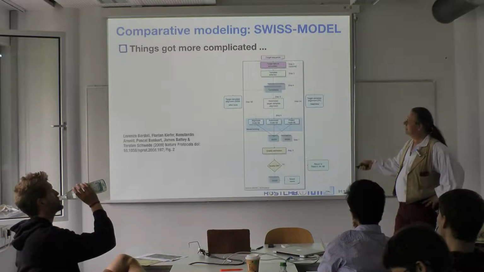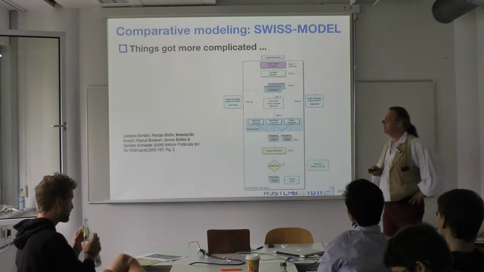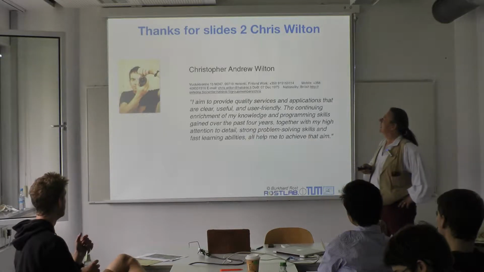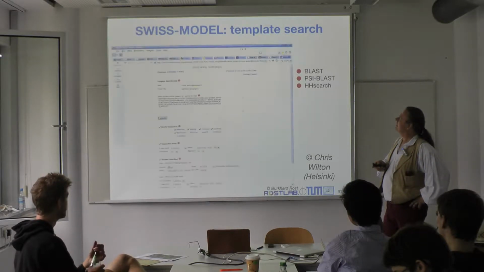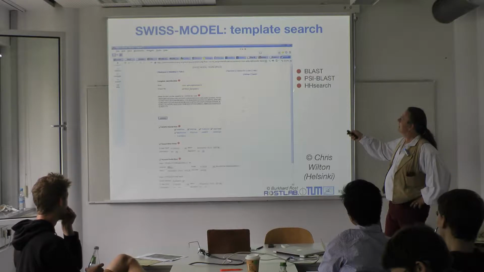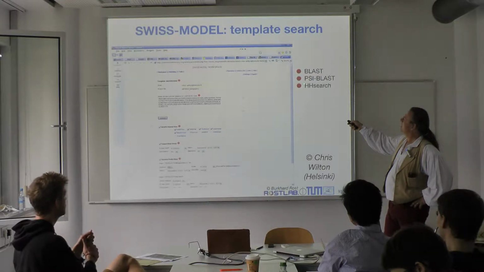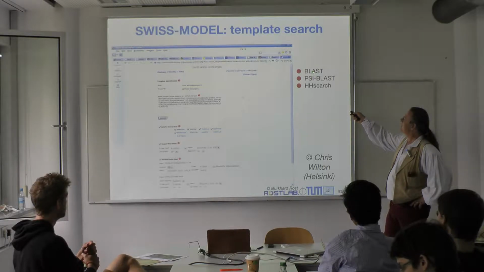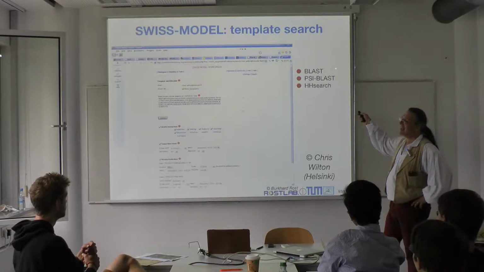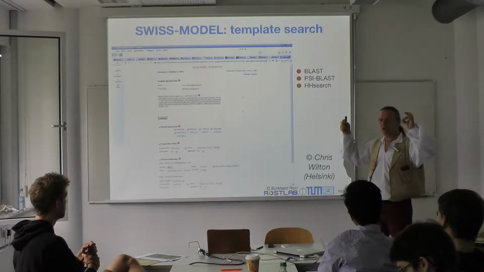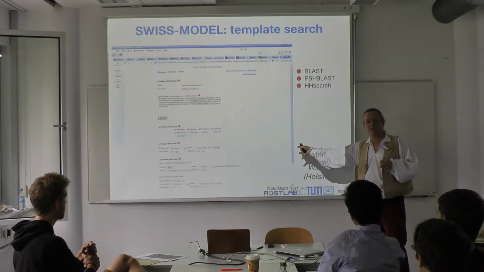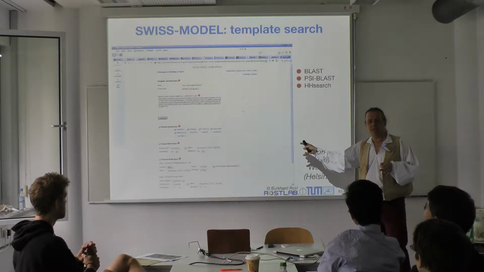Today they have a pipeline that is very similar to the Modeler pipeline. These are some slides from Christopher Wilton, but I'm going to rush through them. The beginning here, as you may observe, is no longer PSI-BLAST but HHsearch. So we're looking at pairwise sequence alignments and sequence profile alignments, and they are all looked at simultaneously, bringing up different models that are looked at simultaneously.